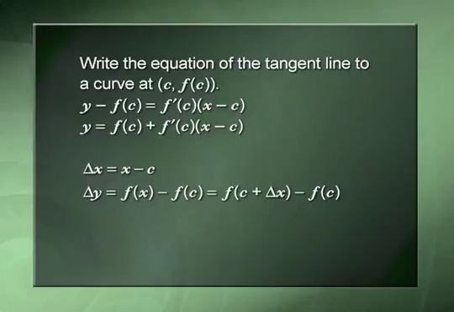So that's the difference in the y values: f of c plus delta x minus f of c. And we see, pardon the pun, that delta y is approximately f prime of c delta x. Because look back at the equation for the tangent line. It was y minus f of c equals f prime of c times x minus c, and x minus c is delta x. So delta y is approximately f prime of c delta x.